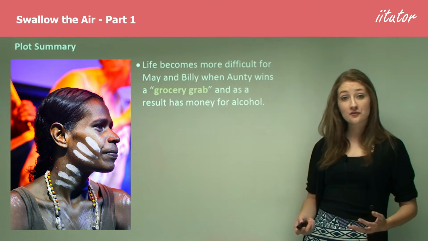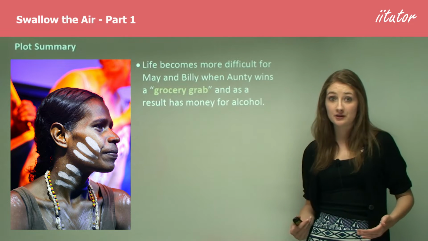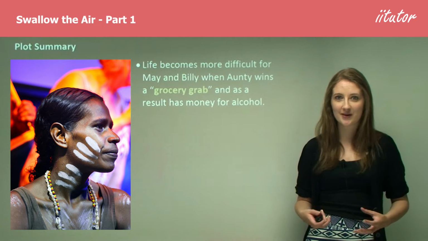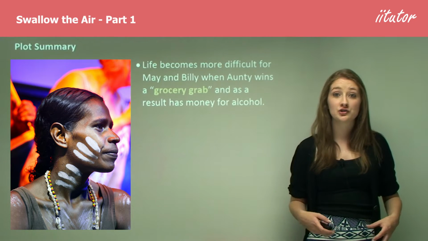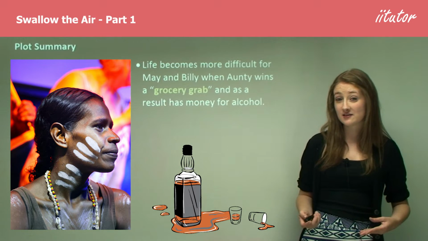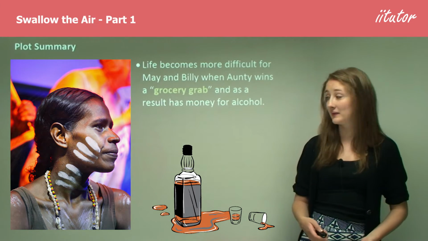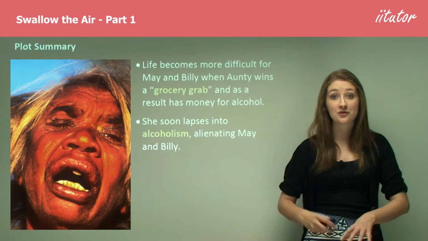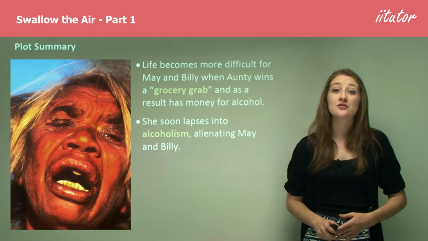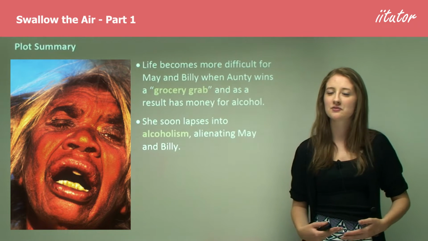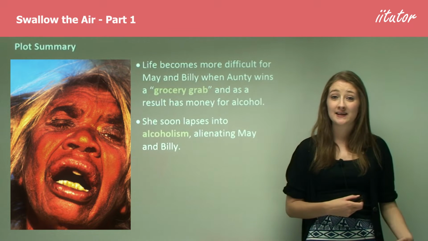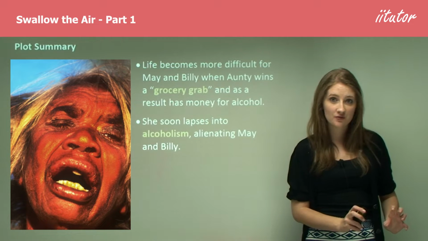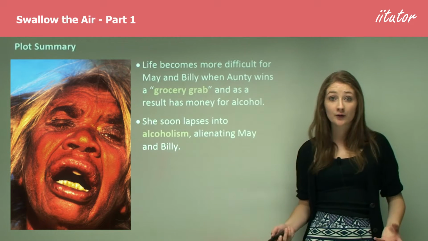Life becomes more difficult for May and Billy when Aunty wins a grocery grab. So literally she wins a competition where she's grabbed groceries and has been declared the winner through collecting the most. And as a result, she has money to buy alcohol. This leads to some quite detrimental problems for this family. Aunty then soon lapses into alcoholism, and this definitely leads to the alienation of May and Billy. So this is where you start getting some of those belonging themes coming through. You are dealing with issues such as alienation and isolation within that family unit. So what seemed to be very strong before is now being broken down by this alcoholism.